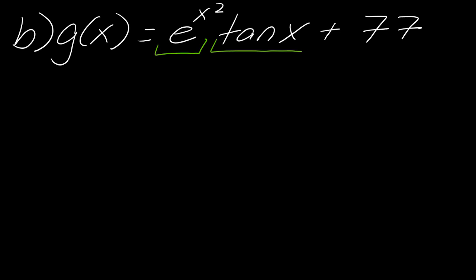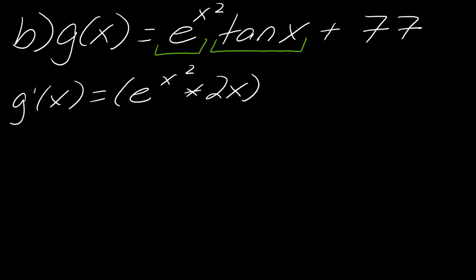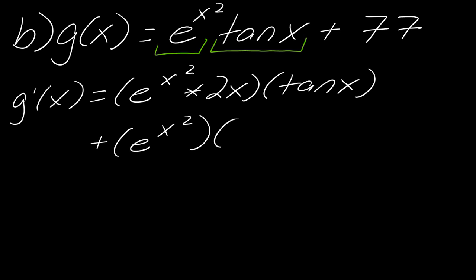Okay, so now I've got the product rule again. So I've got these two pieces. I'm not even really worried about this because I know this is just 0. So now I've got g prime of x. First I take the derivative of e to the x squared. This is where I need the chain rule. So this becomes e to the x squared times 2x. And then I leave that tangent function alone. Then I leave the e to the x squared alone, and I take the derivative of tangent x, which is secant squared x. Okay, so there's all my pieces.